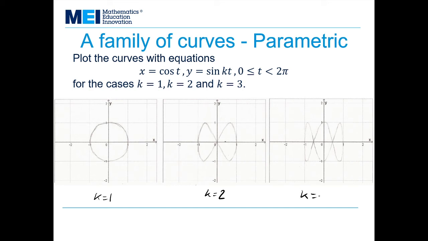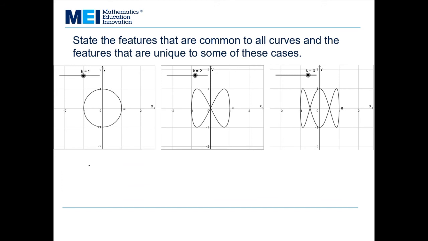And then for k equals 3, very similar, I considered the points where it crossed the axes and just put a light pencil mark in to remind me where they were going to be, and then got my turning points and then tried to draw it as symmetrically as possible. I'm just trying to give a sense of the key points of the graph. It is just a sketch. It doesn't need to be perfectly accurate as long as it's showing the key things that you're going to be talking about. So now I need to state the features that are common to all of the curves and the features that are unique to some of the cases.